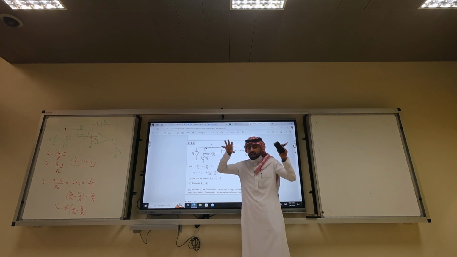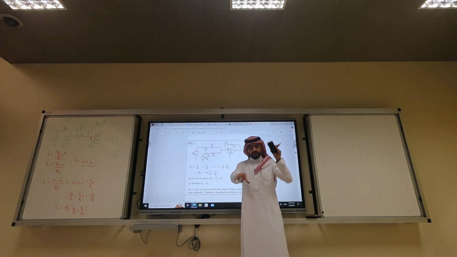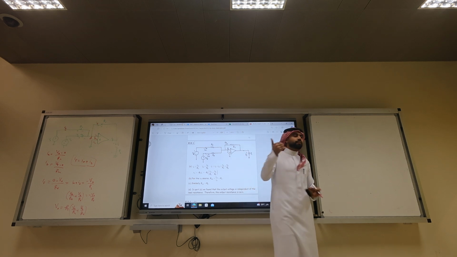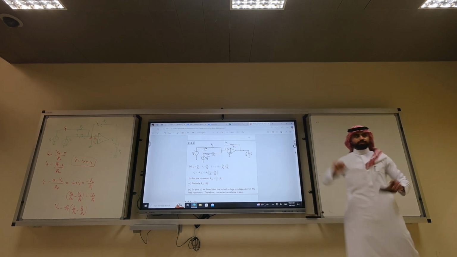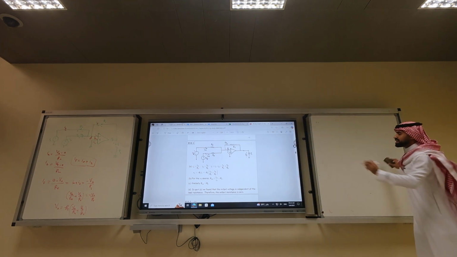Before, you could not merge V input and V output together. The only thing we had before is KVL, where if you have a voltage of 5 and this is minus 3, they will cancel each other, and then you have what? 2.